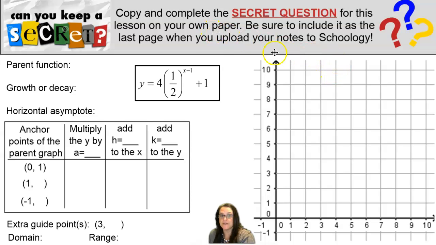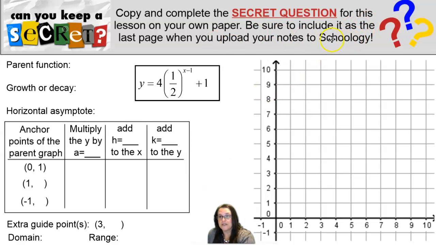And that brings us to the secret question for this lesson on graphing exponential functions. You're going to need some scratch paper to work this problem out. Your function is y equals 4 times 1/2 raised to the x minus 1 power plus 1. You're going to identify the parent function, determine if it's growth or decay, identify the horizontal asymptote, then do the transformations on the anchor points, plot those points along with an extra guide point where x is 3. Then once you've graphed it, you'll identify the domain and the range.